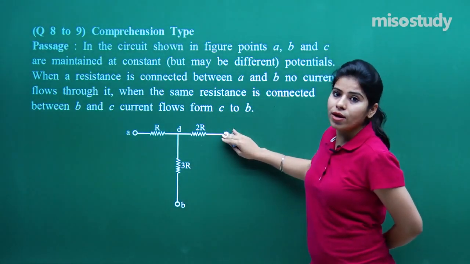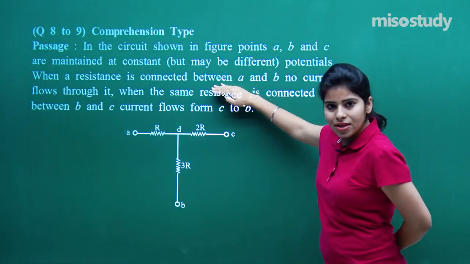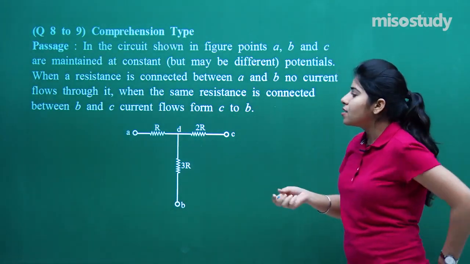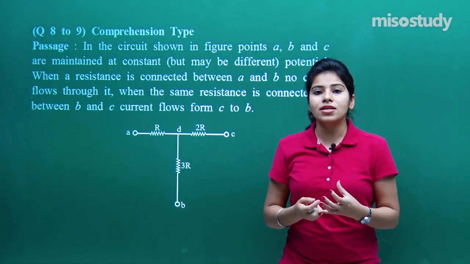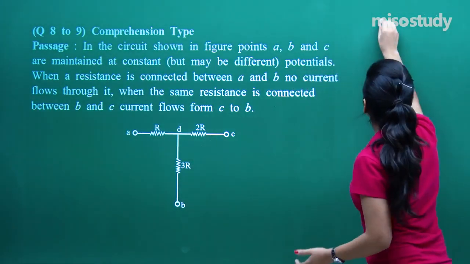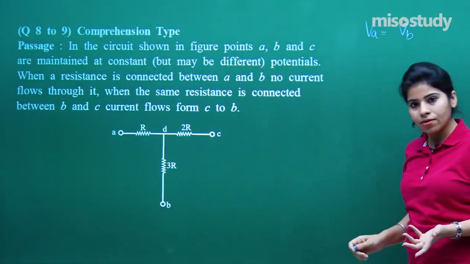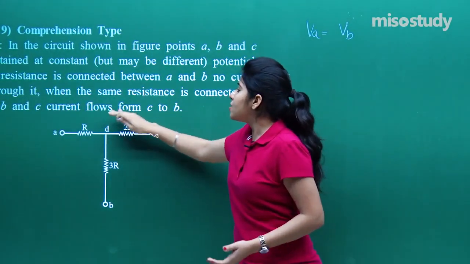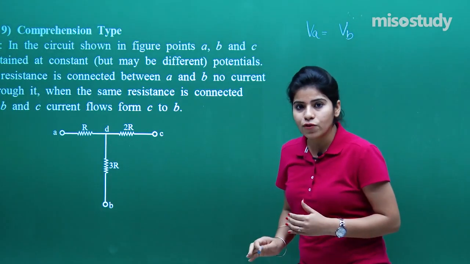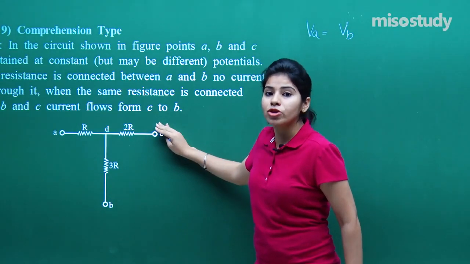Two important things can be found in the question itself. When they say that a resistance is connected between A and B and no current is flowing, we can say that current doesn't flow in the circuit when the two points are at the same potential. So from here we can declare that VA should be equal to VB. And when the resistance is connected between B and C, the current is flowing from C to B. That means C will be at maximum potential.